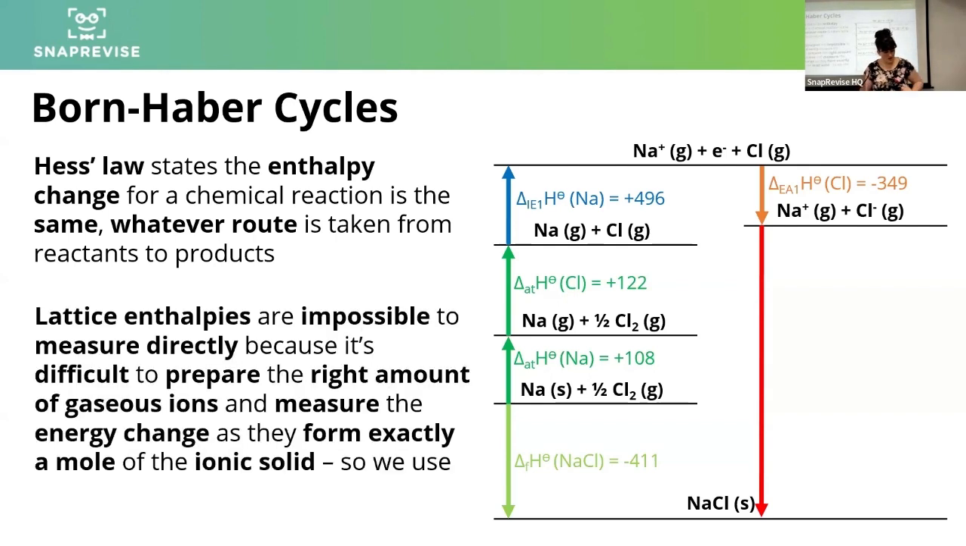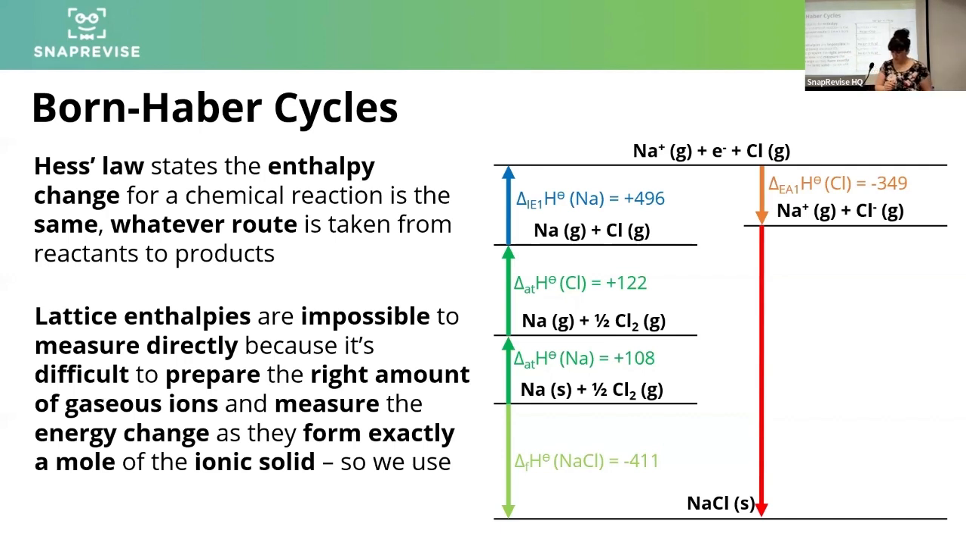Also, lattice enthalpies are pretty much impossible to measure directly in a laboratory because there's just too much going on. It's really difficult to make sure you've got the correct amounts of stuff and to keep the conditions right so that you can measure a lattice enthalpy, because we're starting with gaseous ions and going to an ionic solid. So it's really difficult to have conditions that make that possible in one reaction vessel. So instead of measuring it directly, we can use Hess's law to measure it indirectly, using all the other processes that we can measure directly, because they are simpler.